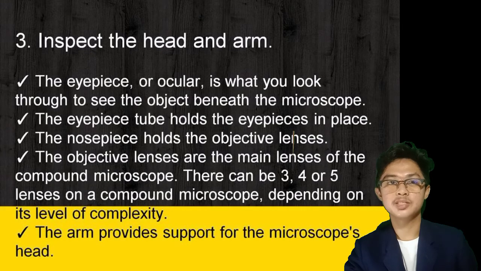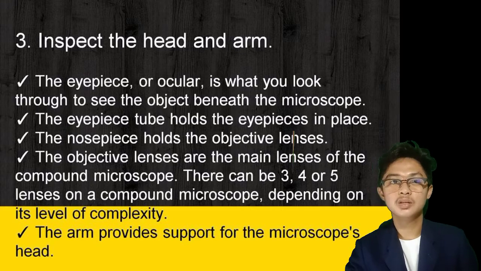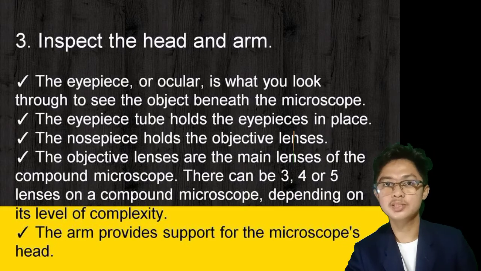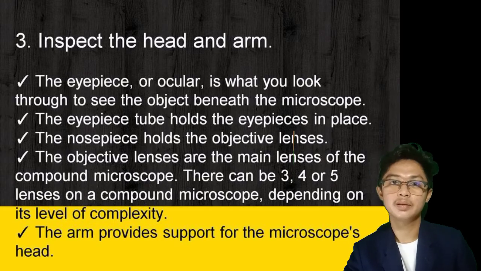The third step is to inspect the head and arm. The head holds the optical elements, which include the eyepiece and eyepiece tube, the nose piece, and the objective lenses. It is also known as the body of the microscope. The arm connects the head to the base. There are no lenses on the microscope's arm.